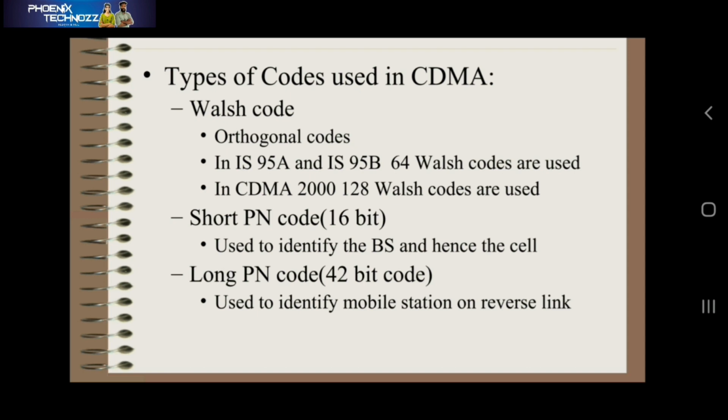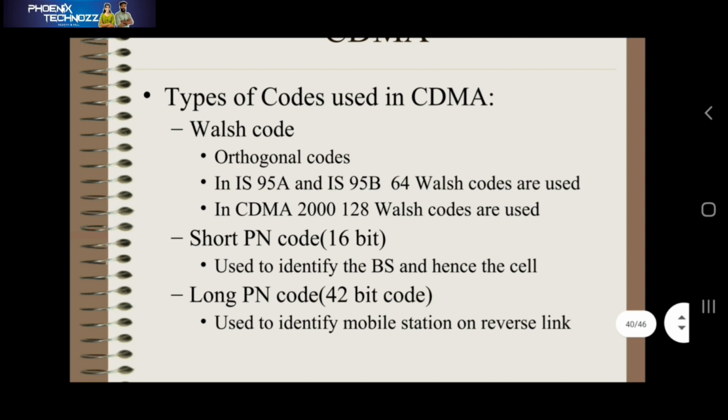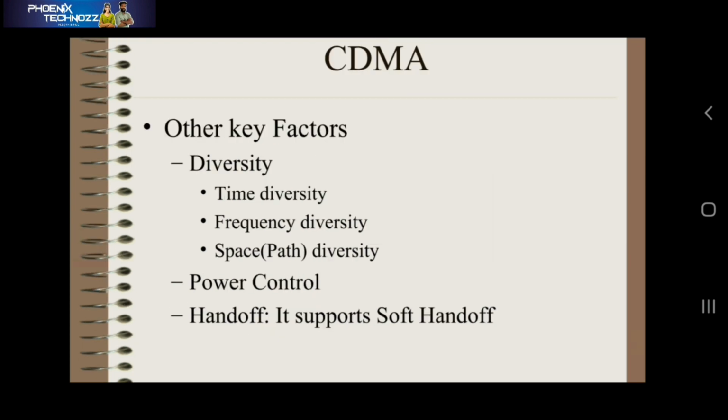The next classification is the long PN code. In short PN code, the number of bits is 16. In long PN code, the code word length is 42 bits, and it is used to identify the mobile station on the reverse link. So please understand the different types of codes and the communication standard for each. The other key factor to remember from CDMA systems is diversity. CDMA systems can use either time diversity, frequency diversity or space diversity.